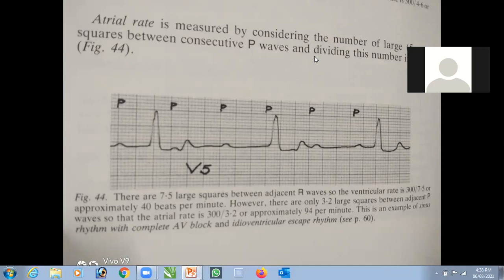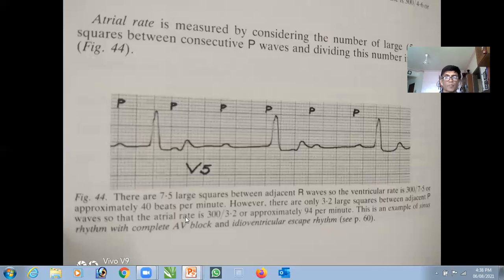The P is not followed by QRS. Explain what is happening. What does it tell you? My PR interval is prolonged. How much is it? Here is one, and the explanation is given below. Sunita, just read the whole thing.